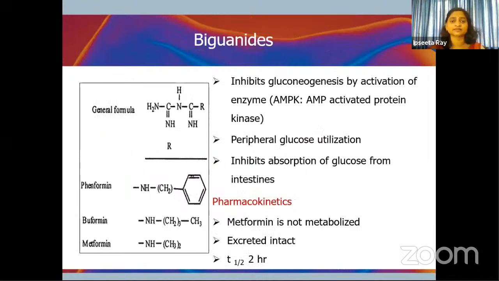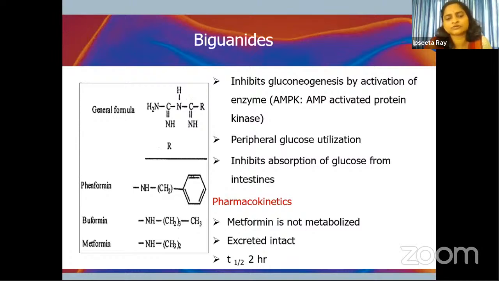The next class is the biguanides, where the drug is metformin. We should also be familiar with this drug because it is widely used for the treatment of diabetes. How does it act? Sulfonylurea, we saw, basically stimulates insulin release, whereas biguanide is a peripherally acting drug. It inhibits gluconeogenesis. Gluconeogenesis is the formation of glucose from non-carbohydrate sources. By activating an enzyme, AMPK, AMP activated protein kinase, it inhibits gluconeogenesis.